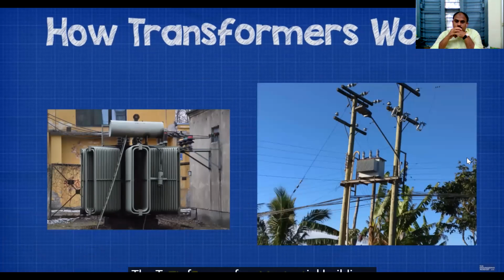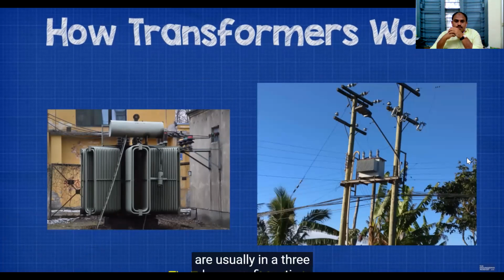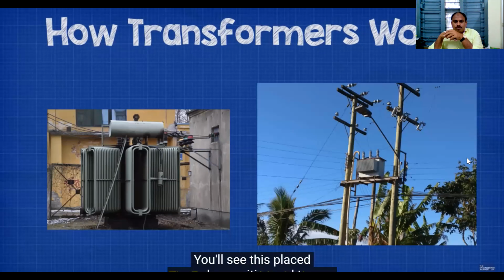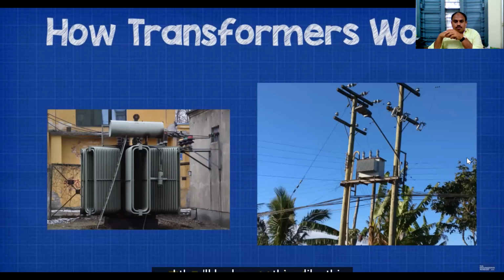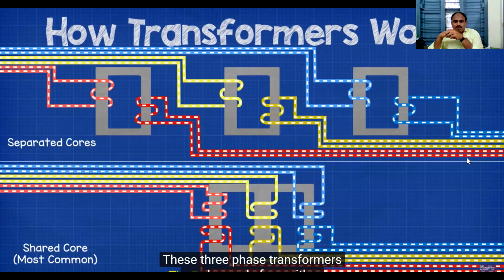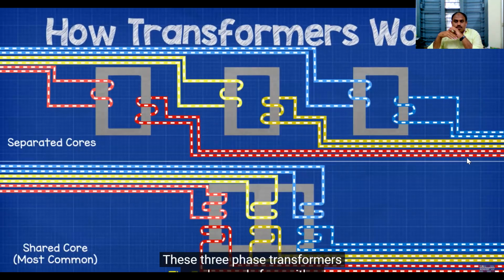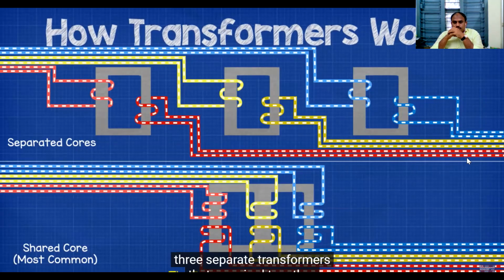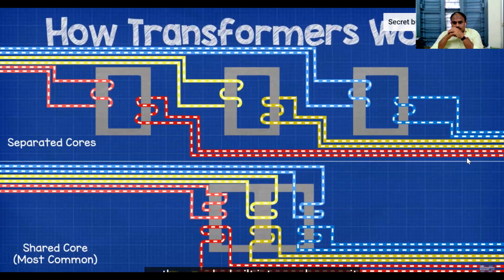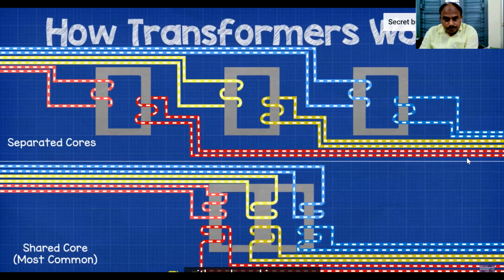The transformers for commercial buildings and power stations are usually in a three-phase configuration. You'll see these placed around your cities and towns, and they'll look something like this. These three-phase transformers can be made from either three separate transformers that are wired together, or they can be built into one large unit with a shared iron core.